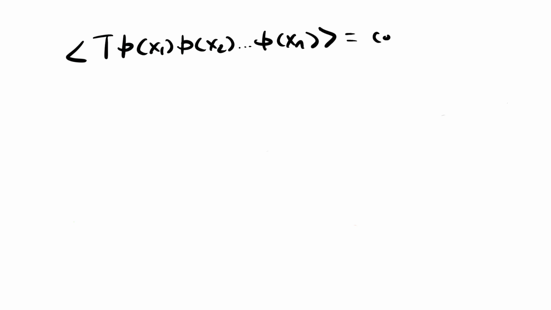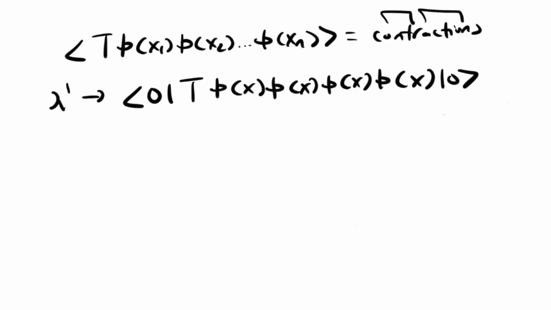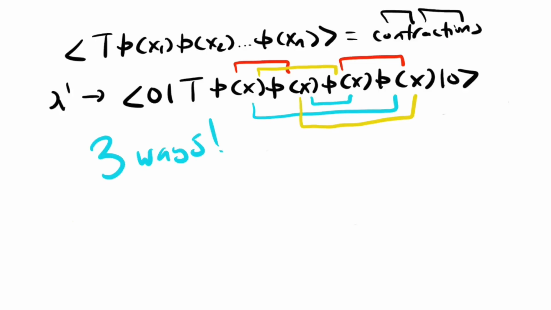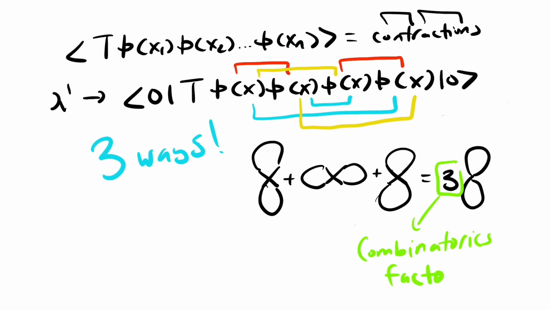Now recall that Wick's theorem says that the time-ordered correlation function is equal to all possible contractions, and we have more than one way to contract this. We have three ways, but these all correspond to the same diagram, since they're at the same point. So we multiply the diagram by a factor of 3, called a combinatorics factor.